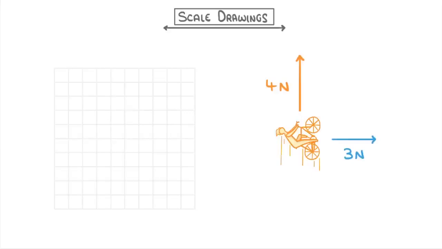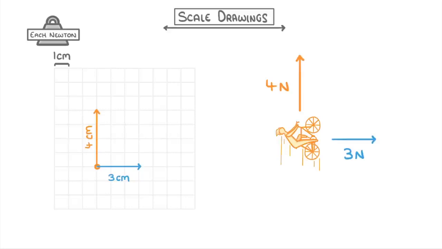We can represent this situation on a grid, where the cyclist is this orange dot, and the forces are shown as a 4 centimeter arrow upwards and a 3 centimeter arrow to the right, so that each newton is equal to 1 centimeter.